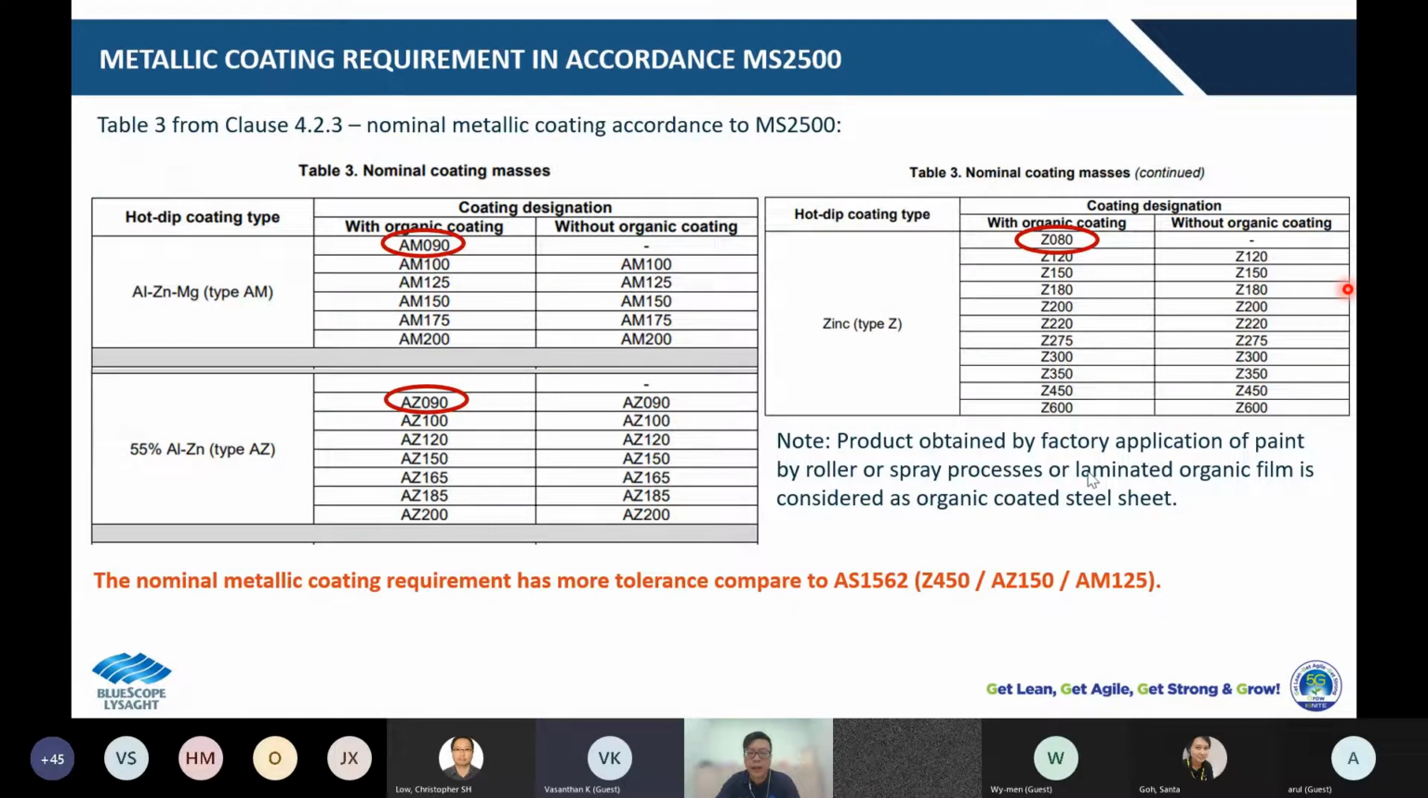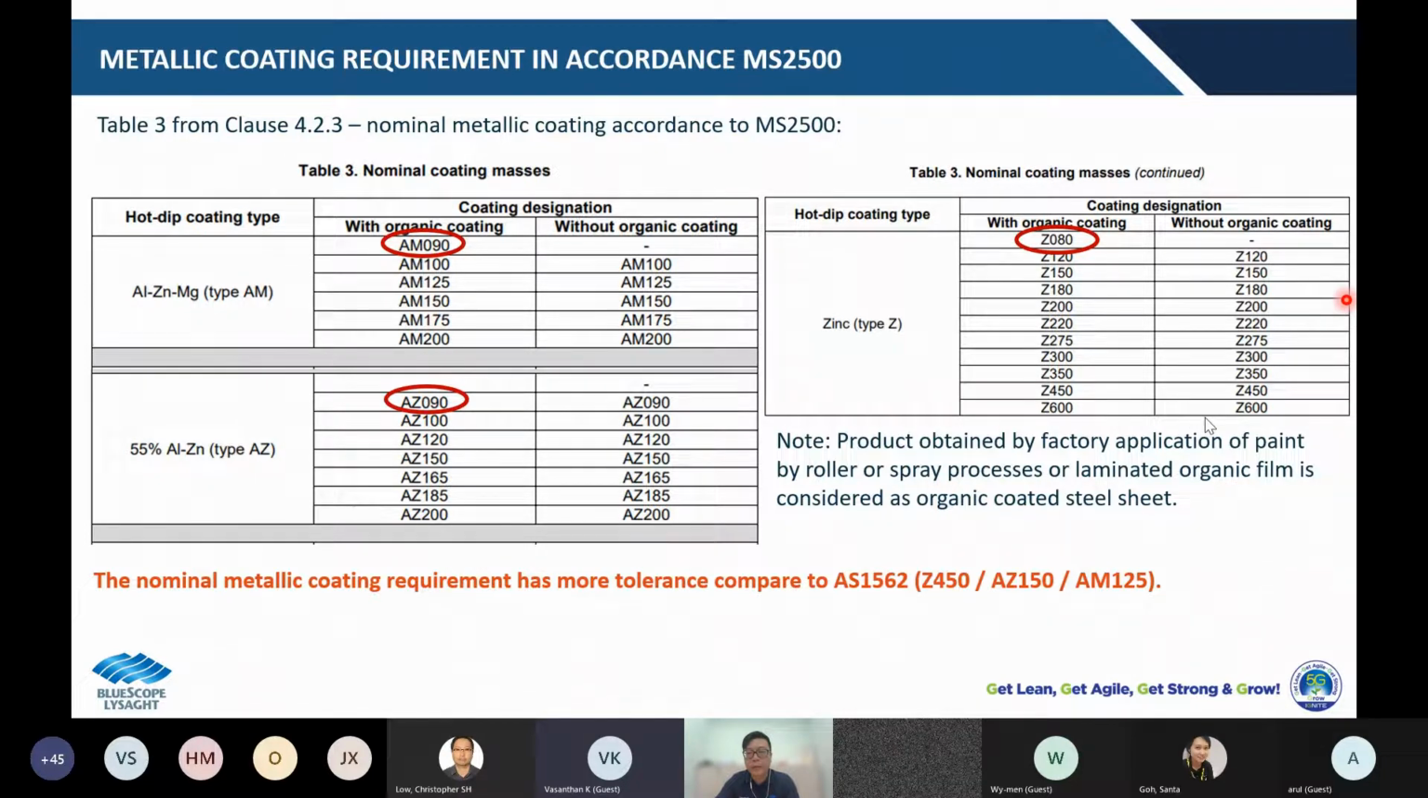In other words, organic coated steel is produced in the coil coating process where material is applied on the raw metal strip in a continuous process that includes cleaning. So NS BlueScope steel is produced in continuous process, so it is considered with the organic coating. As such, we will just focus on the minimum metallic coating in the column of with organic coating. All right. So refer to the table.